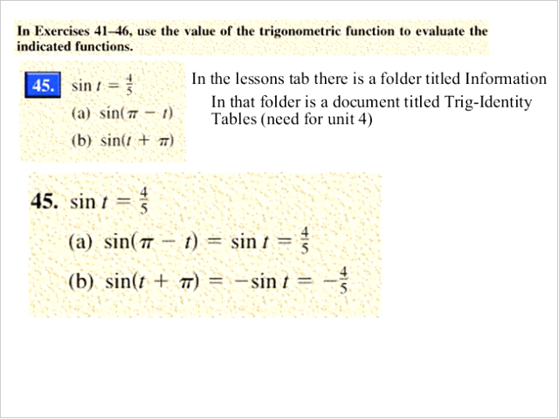All right, here's where the other document comes in handy, the trig identity tables that you need for Unit 4 in the information folder there. You can find both of these actually located in those identity tables. And doing so, you know that sine of pi minus t is the same thing as sine of t, which we know is 4/5. And sine of t plus pi, or pi plus t, is the same as negative sine t, so we get a negative 4/5 here. So make sure you use those tables in that document to help you with those types of problems.